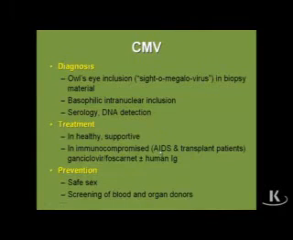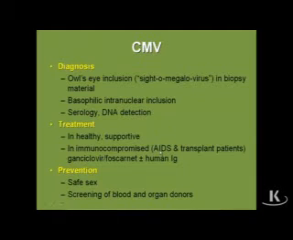We're going to look for that owl's eye inclusion that I showed you earlier. How are we going to treat it? In a healthy person, it's simply supportive care. In an immune-compromised patient, we're going to have to use some of those herpes drugs that we talked about earlier. Typically we would use ganciclovir with foscarnet, with or without, and you have to make the call, human immune globulin, to passively immunize that patient as well.